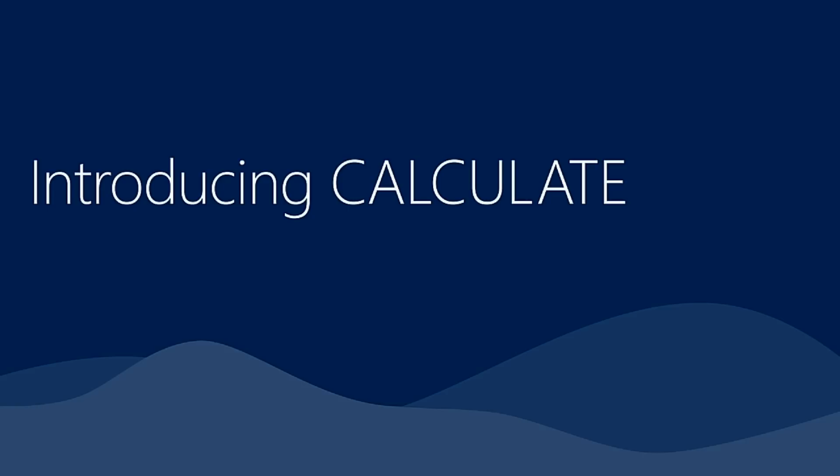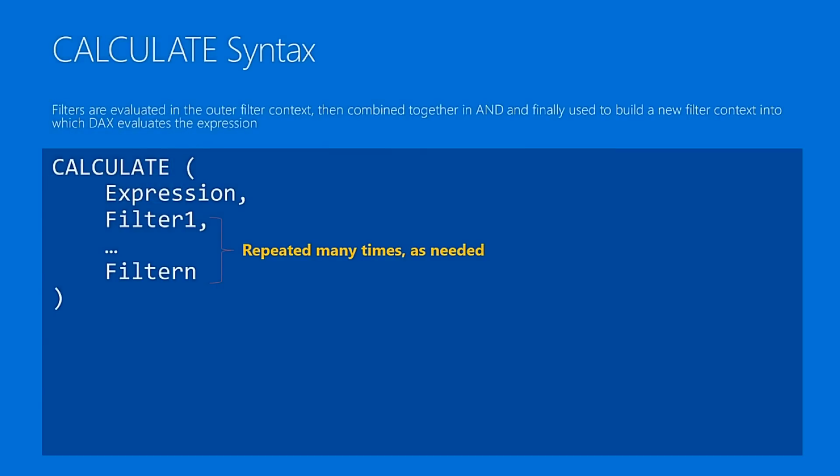And the syntax of calculate is extremely simple. You write calculate, then an expression. The expression can be whatever you want, any DAX expression. And then you provide a set of filters, one after the other. All the filters are evaluated, put in a logical AND together, and used to create a new filter context. We will see a lot of examples of calculate usage.